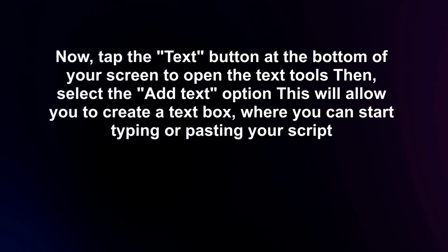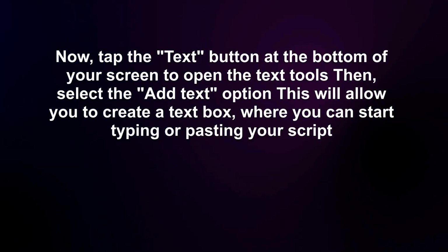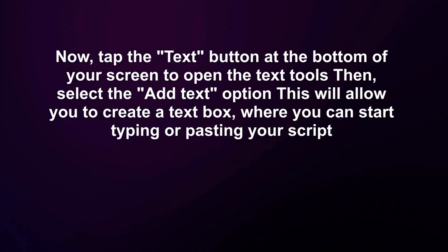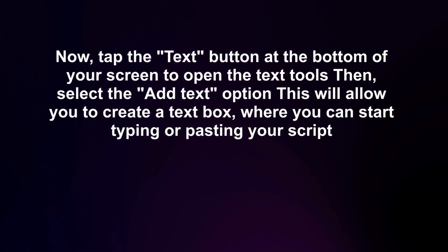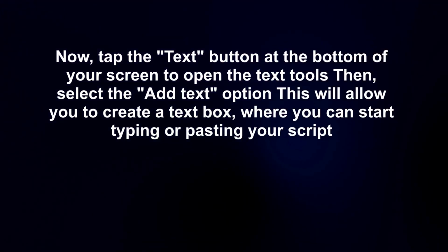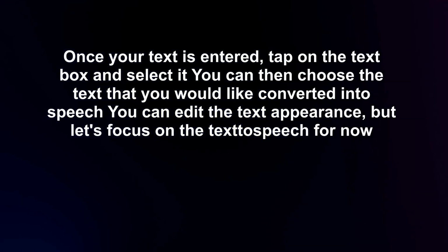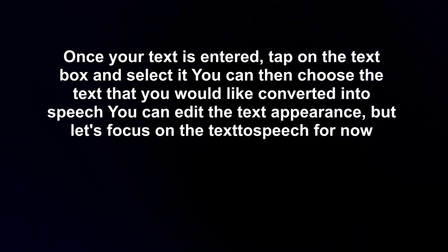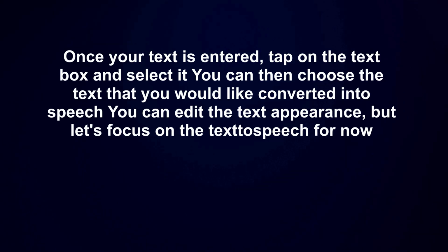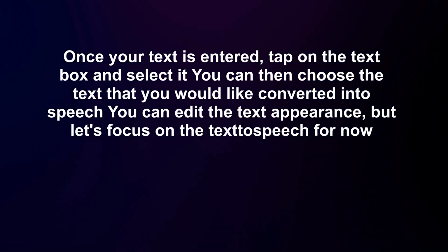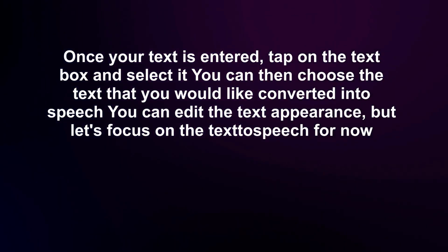Now, tap the text button at the bottom of your screen to open the text tools, then select the Add Text option. This will allow you to create a text box, where you can start typing or pasting your script. Once your text is entered, tap on the text box and select it. You can then choose the text that you would like converted into speech. You can edit the text appearance, but let's focus on the text-to-speech for now.